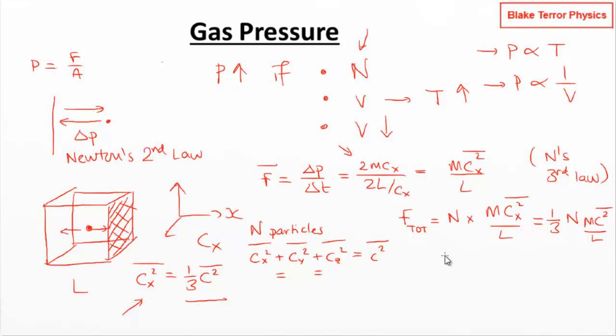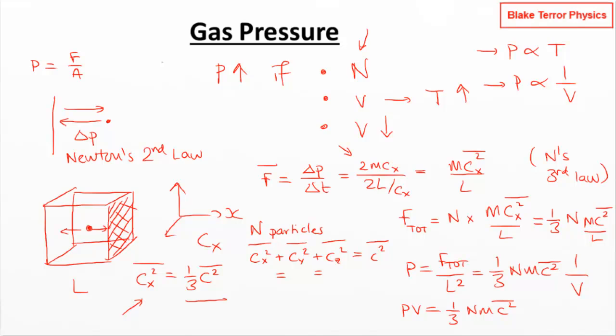Now we want to get our pressure, which is the force over the area, and the area is L squared. So our pressure, which is F total divided by L squared, we can now see what's going to happen, because we're going to have an L cubed on the bottom, which is the volume. So we've got 1/3 N m c squared, the average square of the velocity, divided by the volume. So this is now giving us our new formula. It's giving us the pressure, or we're getting that PV equals 1/3 N m c squared.